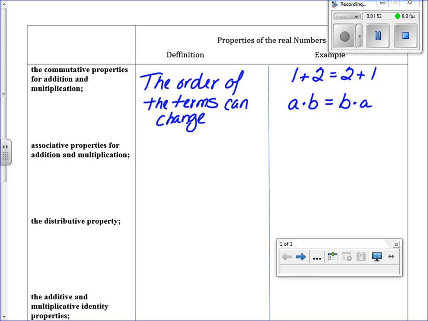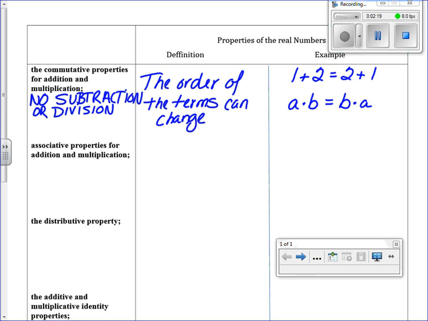We would not use this for subtraction. Okay, no subtraction. Let's put a note underneath that. No subtraction or division. It's only good for multiplication and addition.